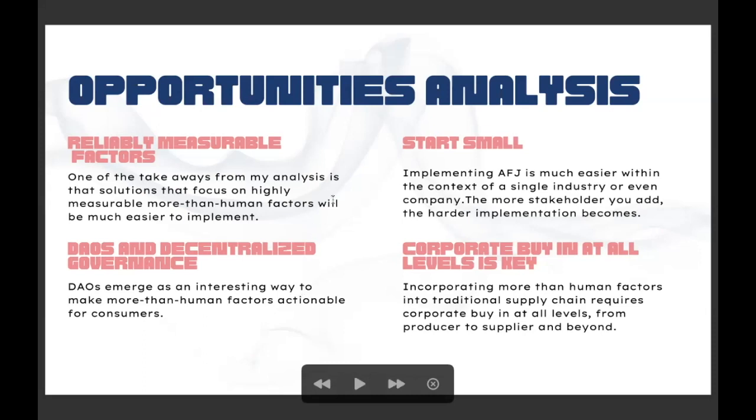Another opportunity that came out of this, I think, is actually around DAOs and decentralized government. I think this has been super underexplored, but allowing people to basically have tokens and vote on which of these factors are most important to them, even to just have incremental changes in behavior and make values-driven decisions emerges as an opportunity in my mind. And then the last thing is you need corporate buy-in at all levels. You cannot implement this in the way that you would implement certification systems. You need to really have people buy into this at this point from where we're at.